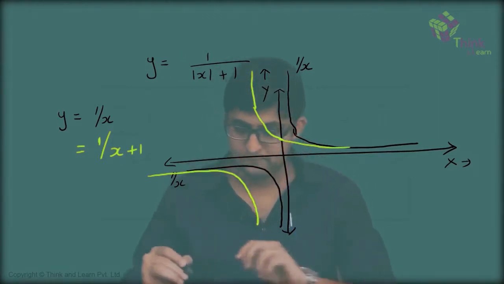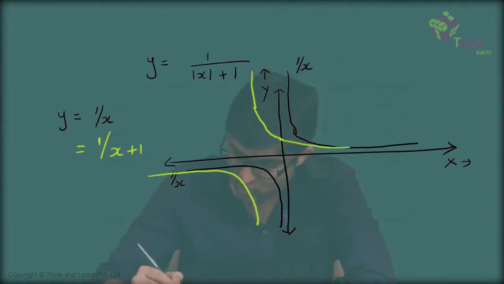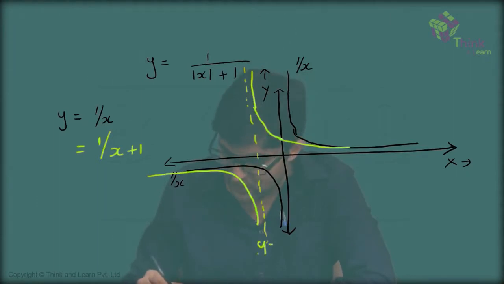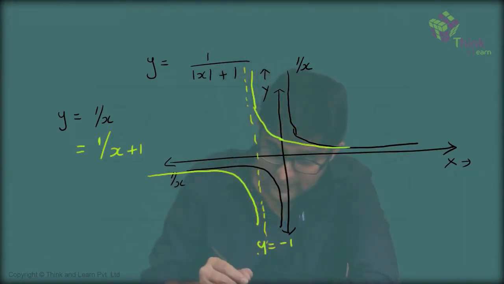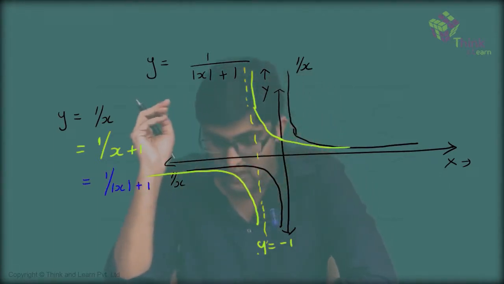So the curve will become something like this. This is your 1 by x plus 1. So earlier the 0 was at this point. 0 was the center of gravity. Now the asymptote will lie at x is equal to minus 1. But still you are not really looking at this, right? You are rather looking at 1 by modulus of x plus 1. How will this look like?